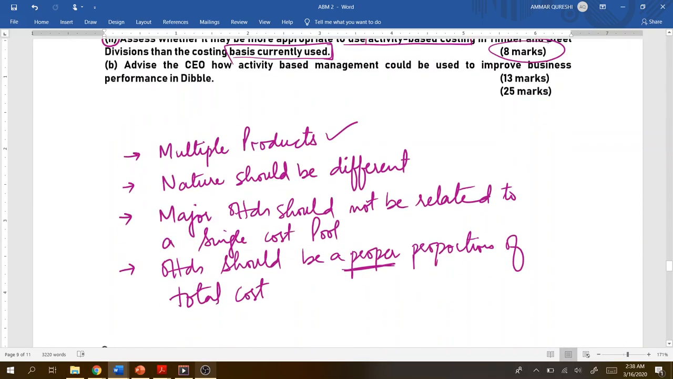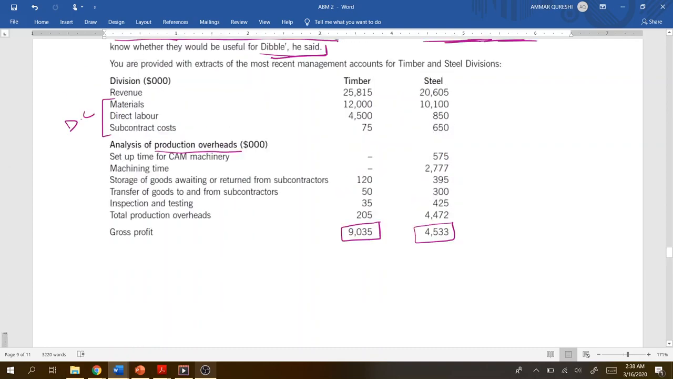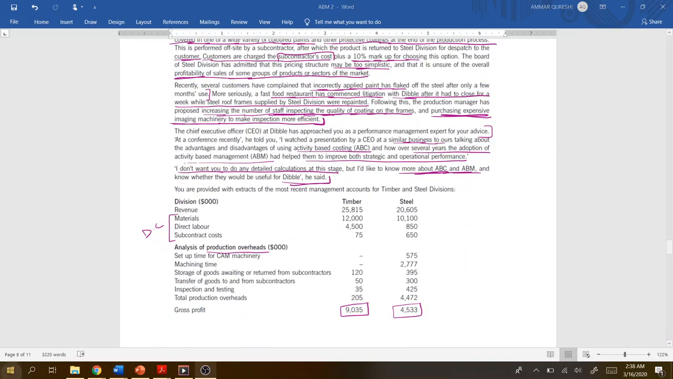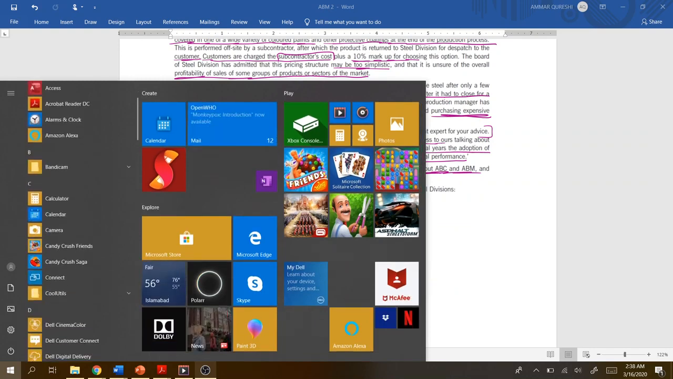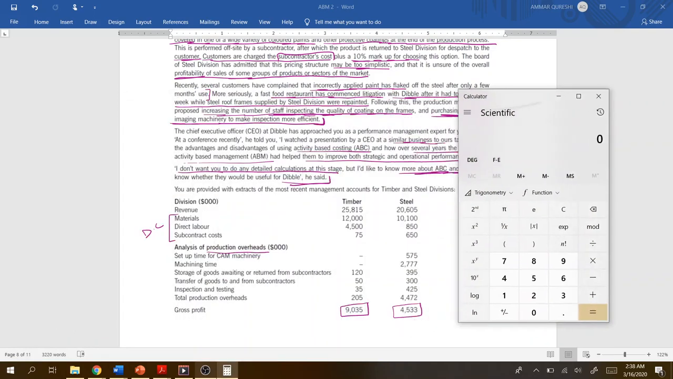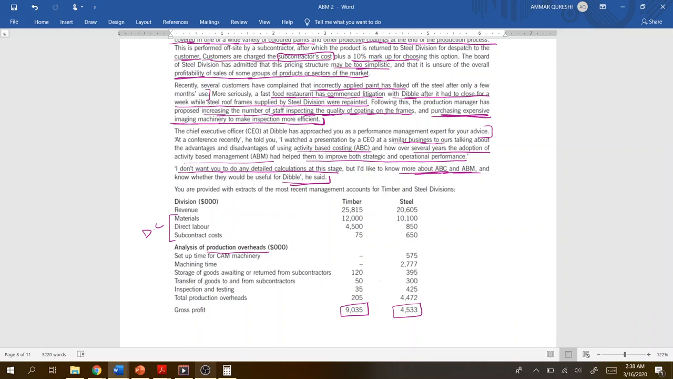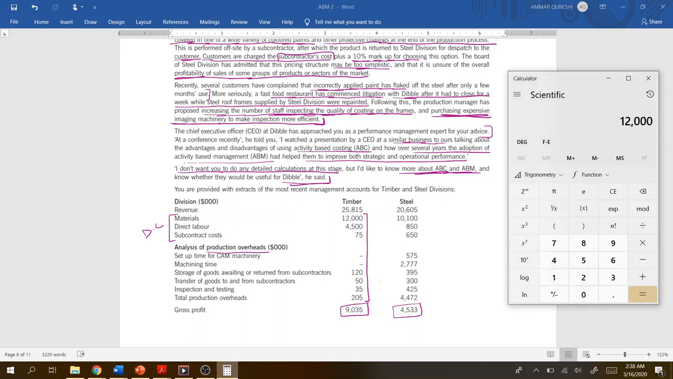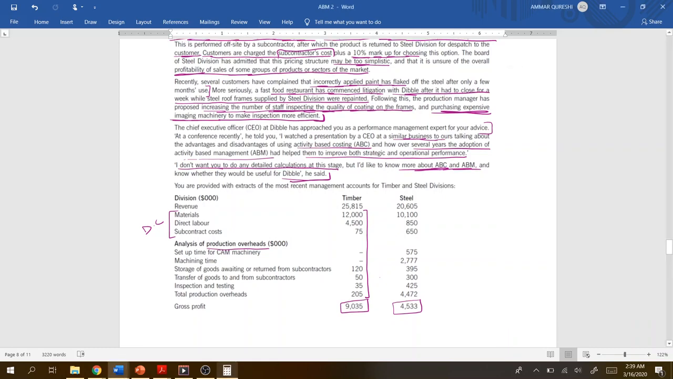And the third one is that major overhead should not be related to a single cost pool, and overhead should be a proper proportion of the total cost, right? So let's see if this is applicable or not. Let me try to open the calculator. All right. So in the timber division, this is the total cost, right? Let me add it. 12,000 plus 4,500 plus 75. It's 16575 plus 120 plus 50 plus 35 plus 205. That makes 16985. The total cost is 16985.